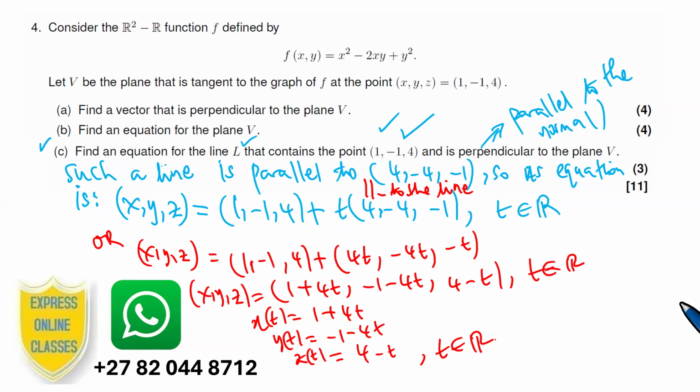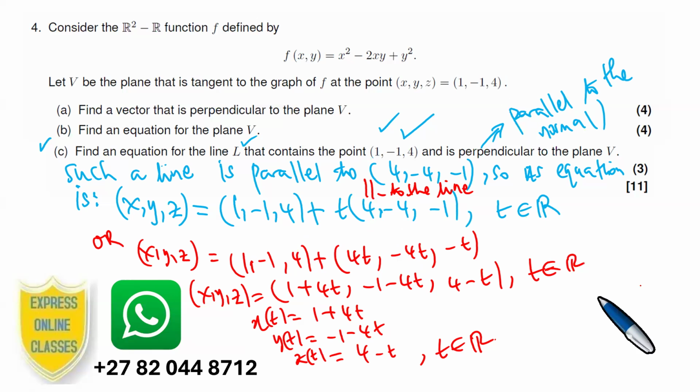This is the answer. Think about it. Make sure you understand how to find the equation of a line. To find the equation of a line, you need two things. You need a point through which the line passes, because this line contains the point (1, minus 1, 4). But it is also parallel to this vector, because we've been given something here.